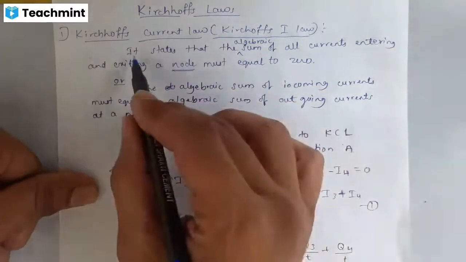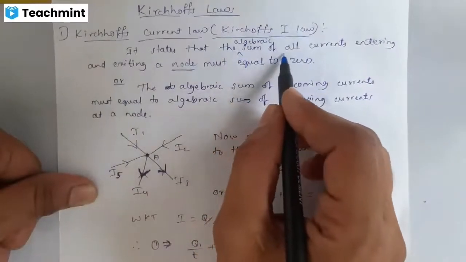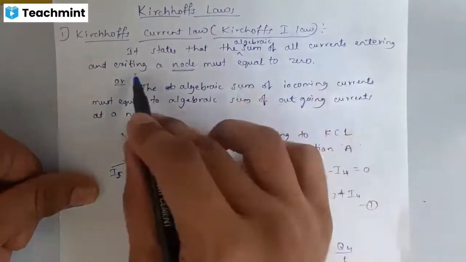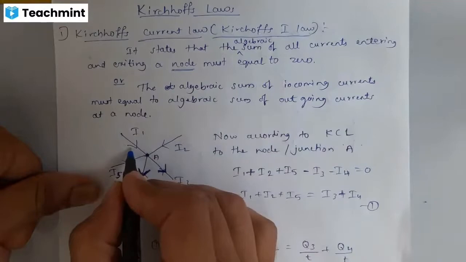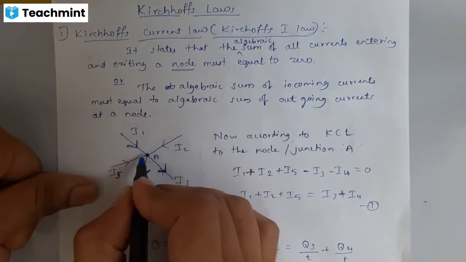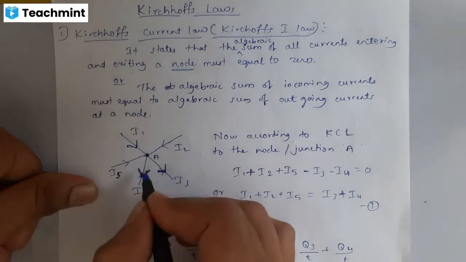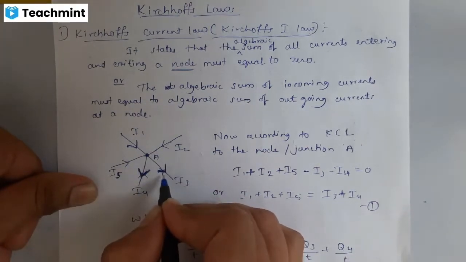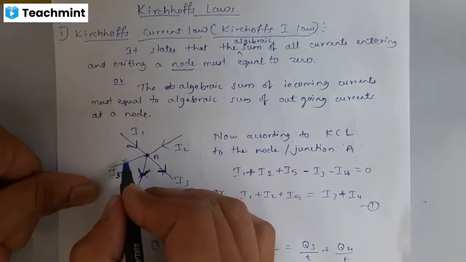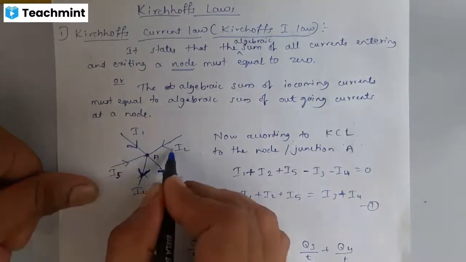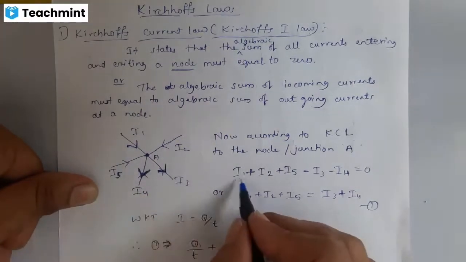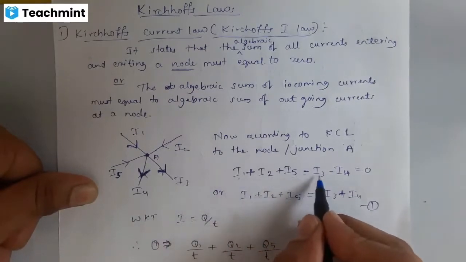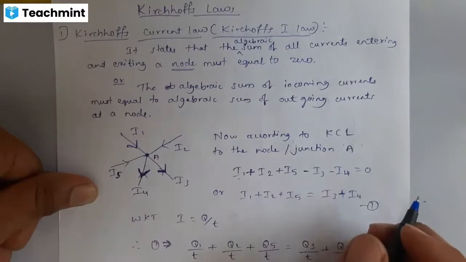What is it saying? It states that the algebraic sum of all the currents entering and exiting the node must equal 0. So you can say here I1 is entering. You can see the arrow mark of the current I1. It is entering. I2 is entering and I5 is entering. Who is exiting? I4 and I3. The algebraic sum of currents entering, that is I1 plus I5 plus I2, must equal what? I4 and I3. Or you can say I1 plus I2 plus I5 minus I3 minus I4 equals 0. This is what the Kirchhoff current law states.